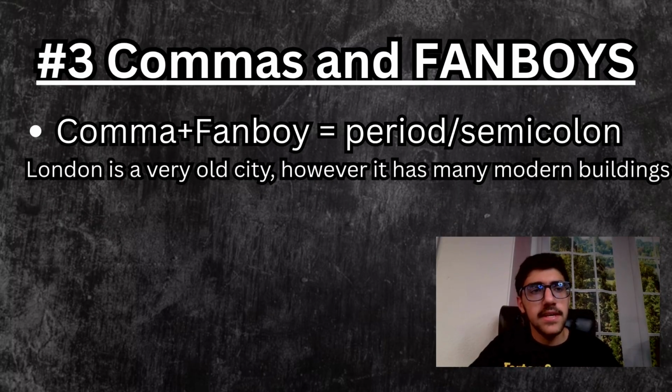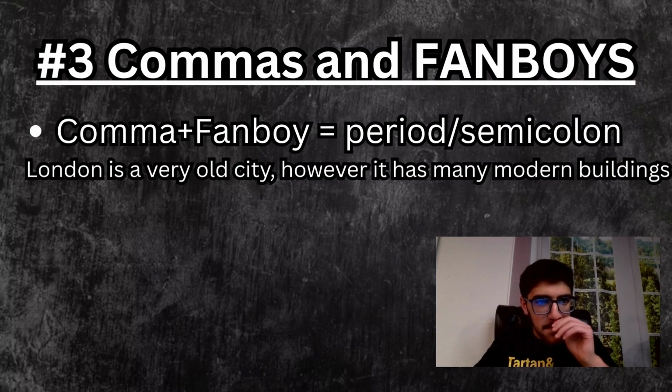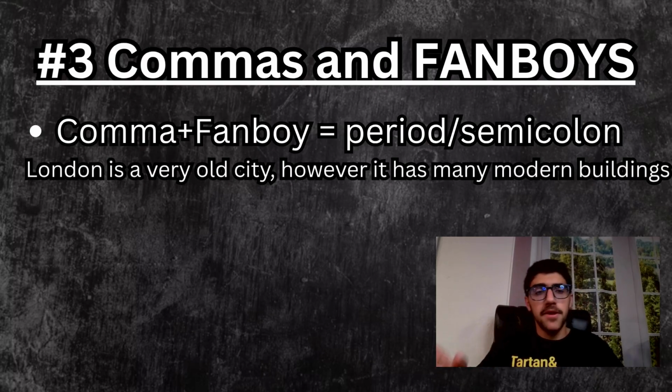The next grammar rule is the comma and FANBOYS. Whenever you have a comma followed by a FANBOYS conjunction, which are for, and, nor, but, or, yet, so, it's the equivalent of a period or semicolon.